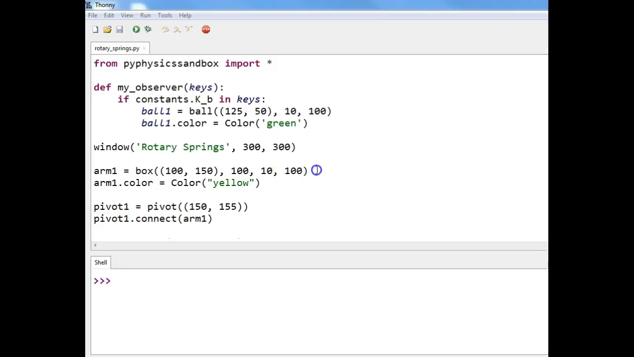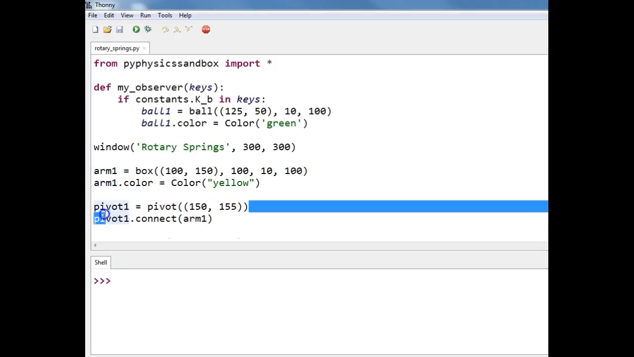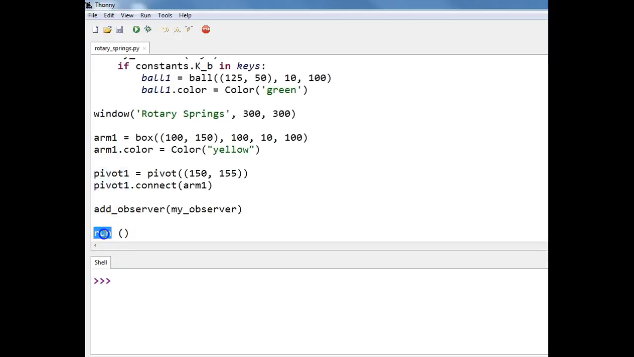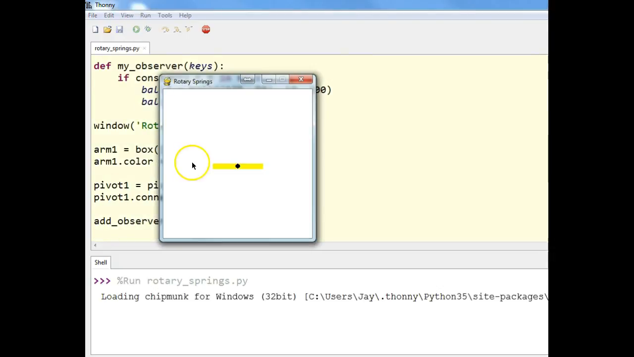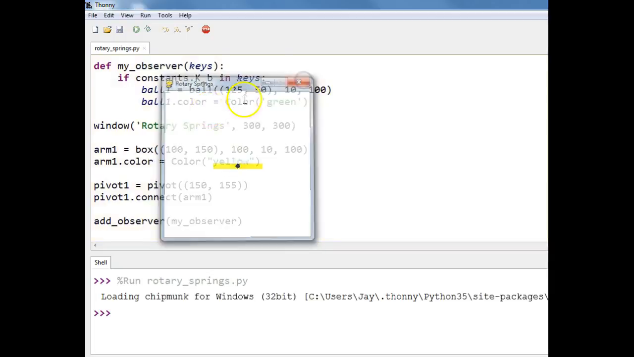So I have this arm that is connected to a pivot. So if I do a draw on this, then you can see I've got my arm, pivot's right in the center. The arm can rotate around the pivot, but that's it.